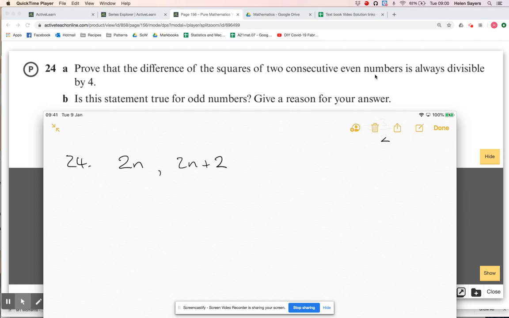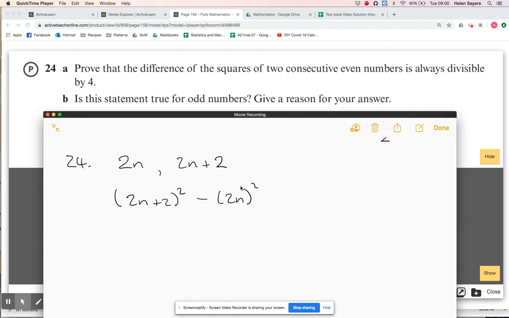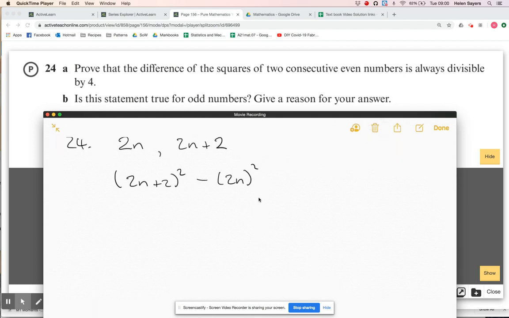So what are we doing? We're doing the difference of the squares. So obviously difference, you'll do one, take away another to find the difference between two things. I'll do the 2n plus 2 squared minus the 2n squared, because obviously this will be the bigger number and this will be the number before it. Make sure you do use brackets here. This is a proof. So if you didn't put brackets there, even if you ended up with 4n squared, technically your proof isn't totally correct.